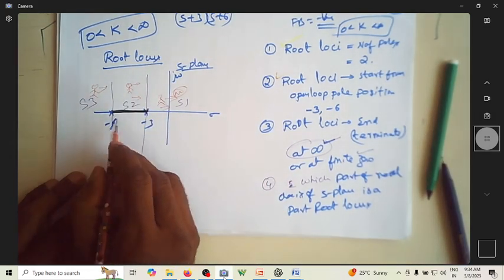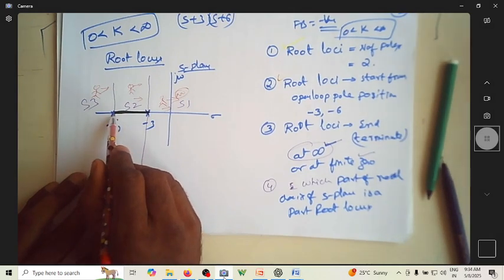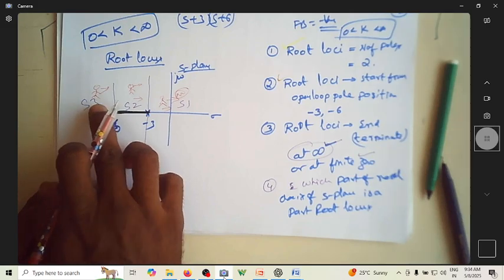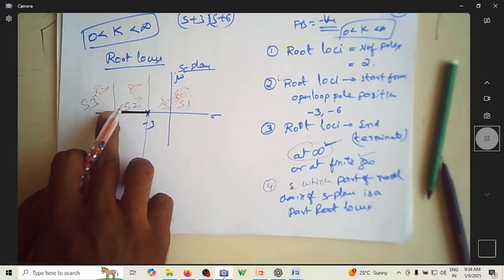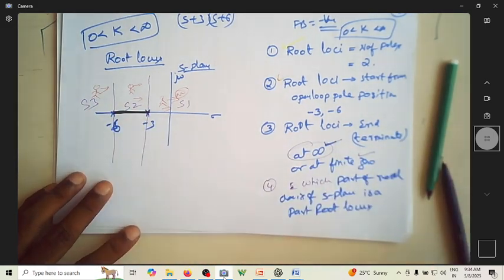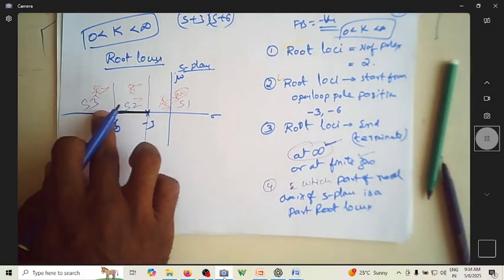Again, look towards the right. How many poles and zeros are there? It is 1 plus 1, 2. So it is even in number. If it is even in number, then this is not a part of root locus. So you're just simply writing this is not a part of root locus.